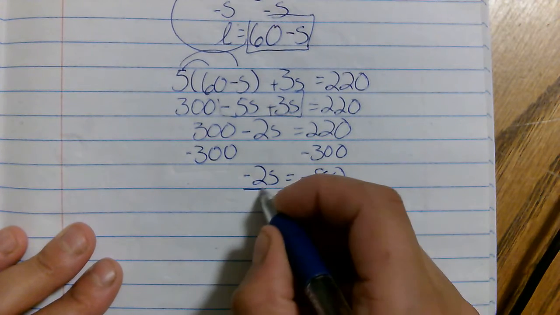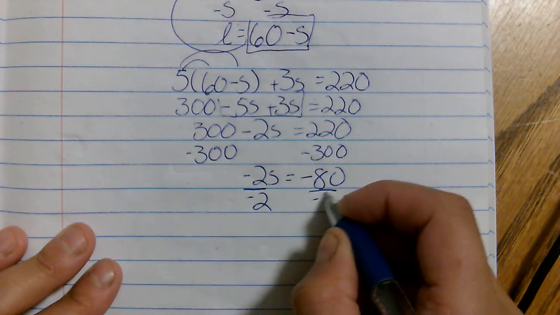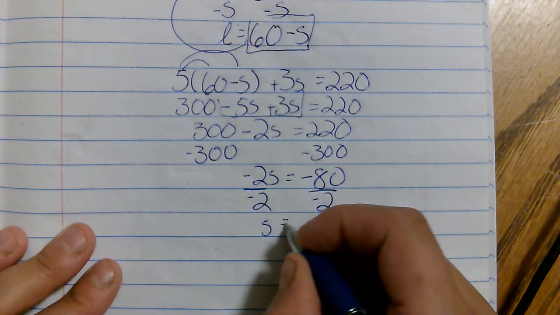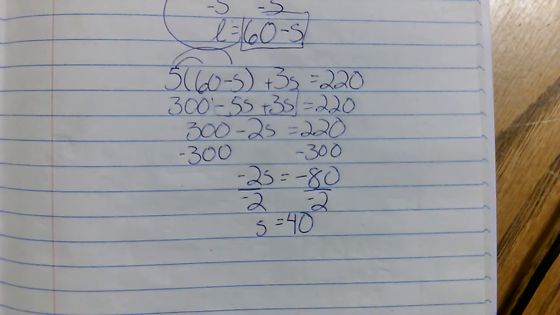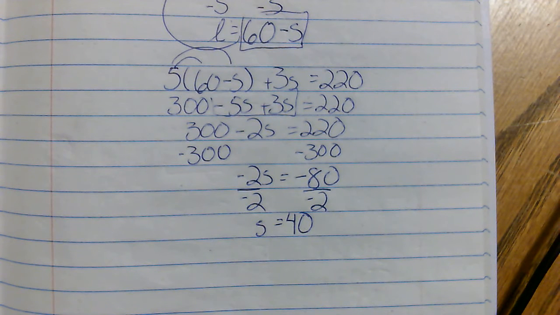Okay, divide negative 2, divide negative 2. I get that s equals 40. Okay, so of the small snack packs, I know that they sold 40. So what I'm going to do now is take that 40 and plug it into one of my equations to figure out, well, how many large ones did they sell?